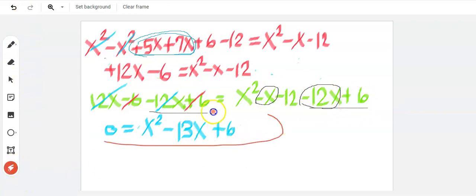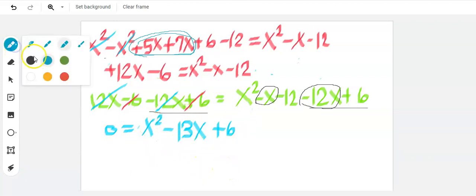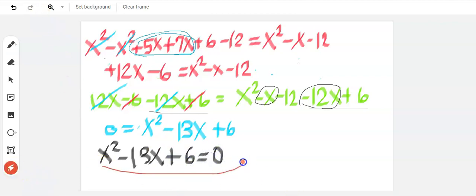Let's write this in standard form. The left side should be the quadratic expression and the right side should be 0. So we write x squared negative 13x positive 6 is equal to 0.